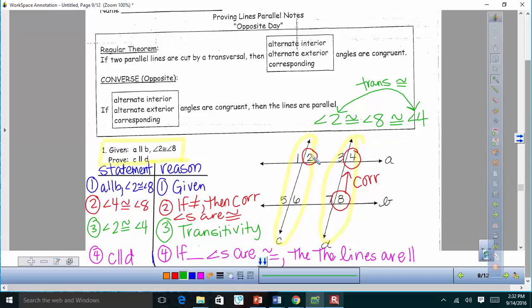Okay, and so if 2 and 4 are actually congruent, that means that they do have a relationship. Okay, and so what would this relationship be from 4 to 2? Corresponding. Okay, so that means C and D are parallel, because if corresponding angles, which is our last step, are congruent, then the lines are parallel.